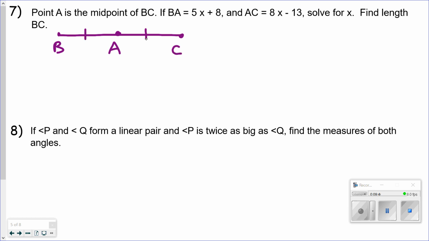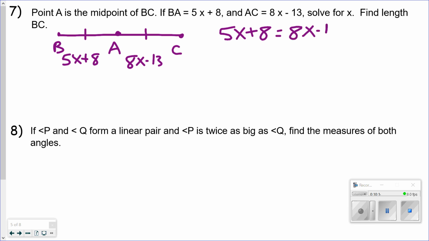Well, what's the definition of a midpoint? It's the point in the middle. So right away, I know that BA is going to be the same length as segment AC. Well, BA is really 5x plus 8, and AC is really 8x minus 13. So that means that these two equations are going to be set equal to each other. So 5x plus 8 is equal to 8x minus 13.